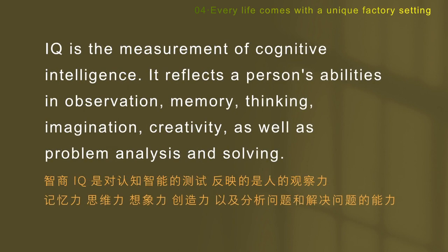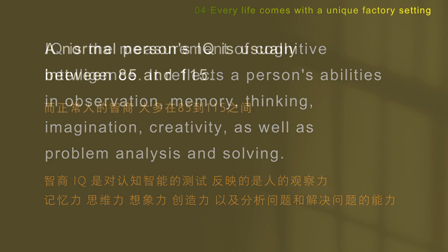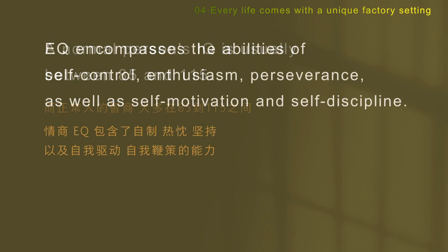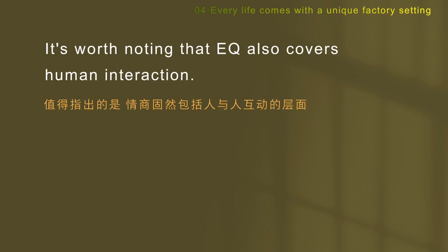IQ is the measurement of cognitive intelligence. It reflects a person's abilities in observation, memory, thinking, imagination, creativity, as well as problem analysis and solving. A normal person's IQ is usually between 85 and 115. EQ encompasses the abilities of self-control, enthusiasm, perseverance, as well as self-motivation and self-discipline. It's worth noting that EQ also covers human interaction.